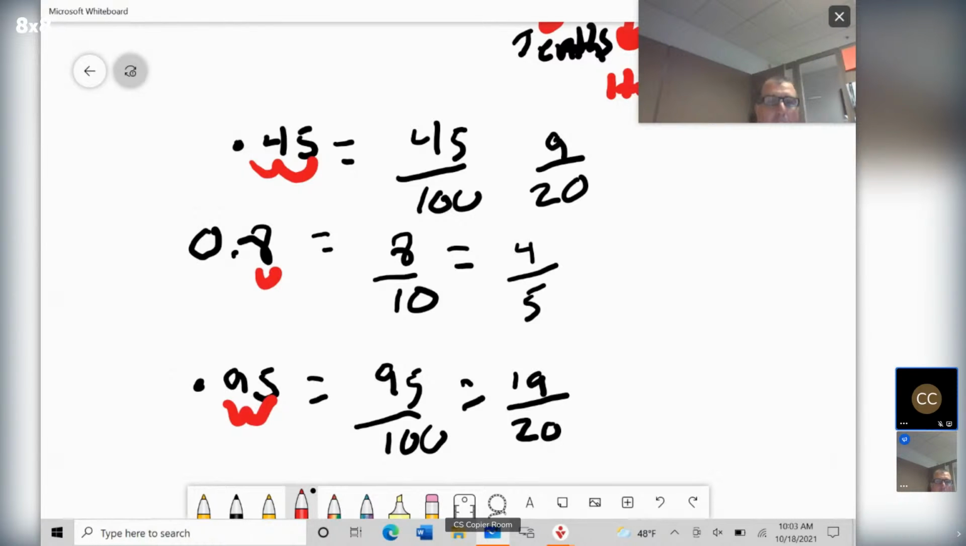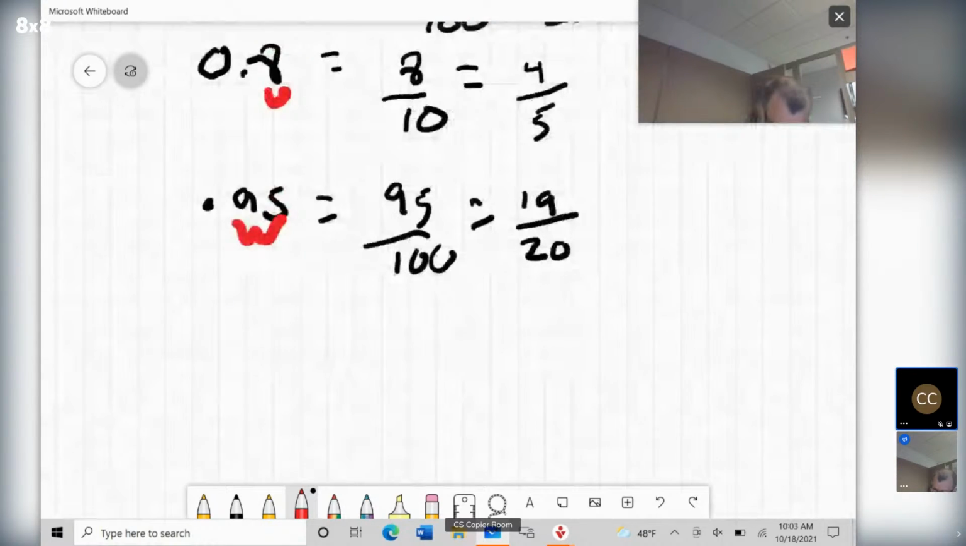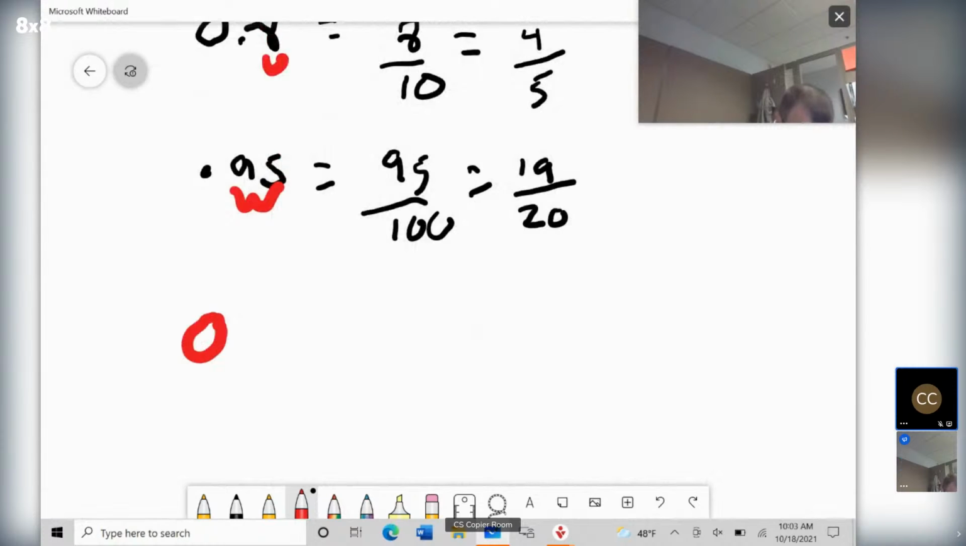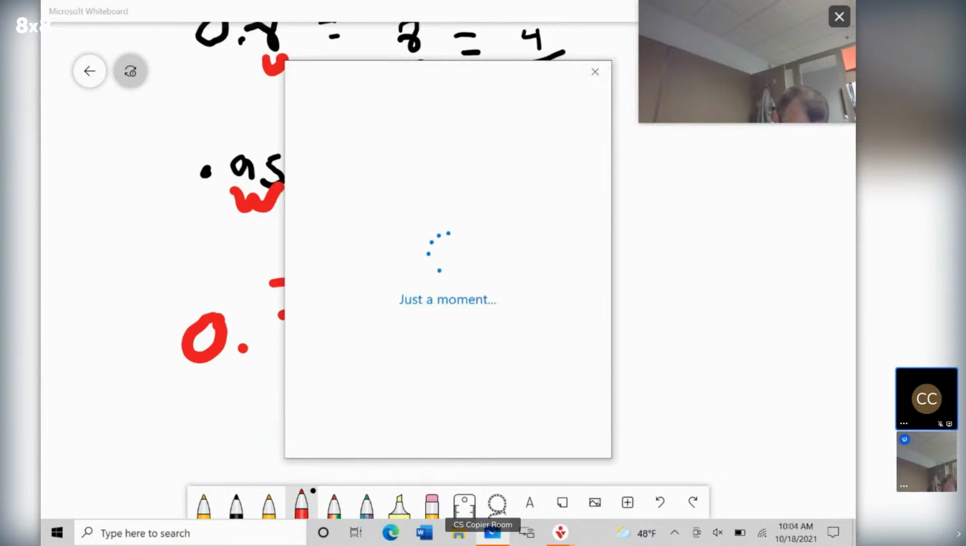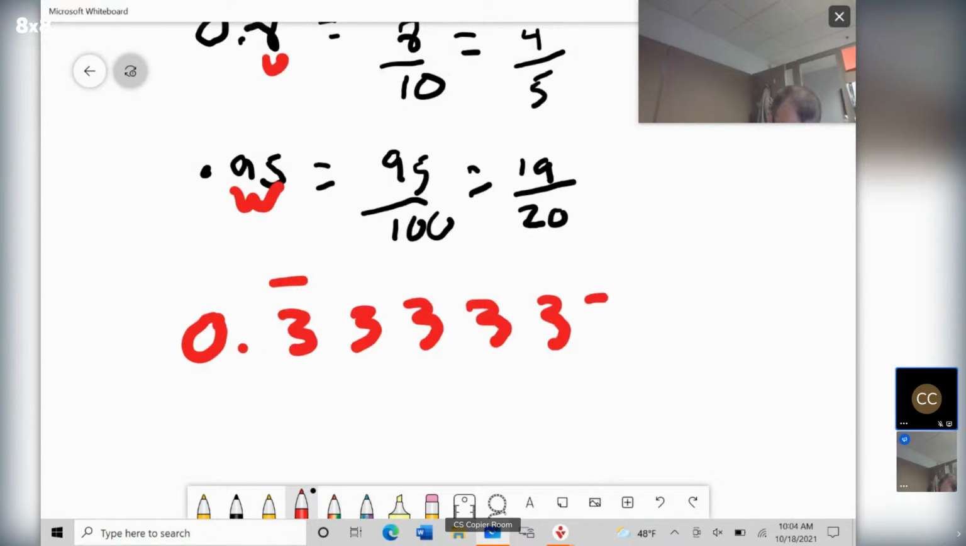Okay. One thing I want to talk about now, and I kind of mentioned this last week, is sometimes you're going to see a line over the number. That means this 3 keeps repeating. So that means this 3 goes on forever. It'd be something like that, but the threes would keep going forever and ever.